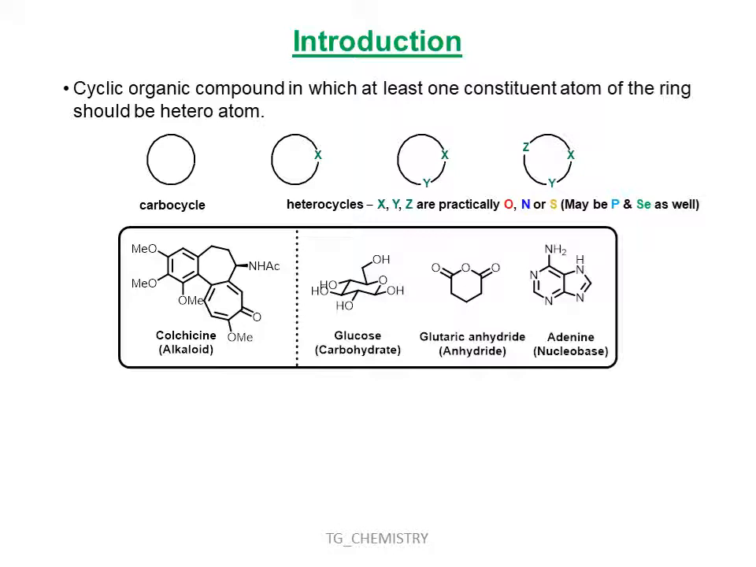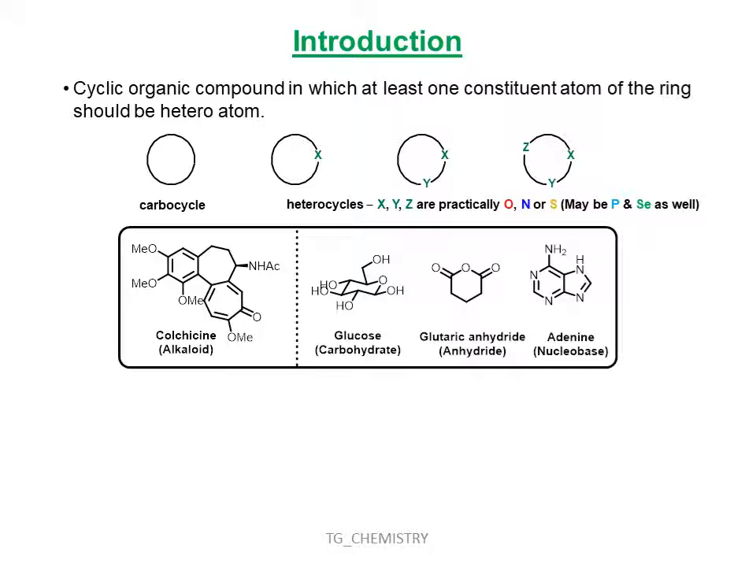The remaining three cycles that you can see here constitute at least one of X, Y, and Z. So there can be more than one heteroatom in a structure and the compound will be known as a heterocycle. Now you can see here in a box four different compounds.